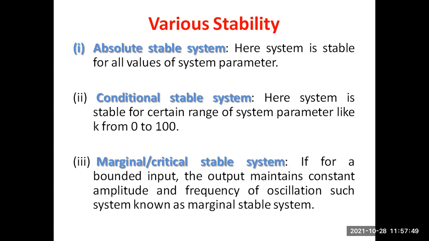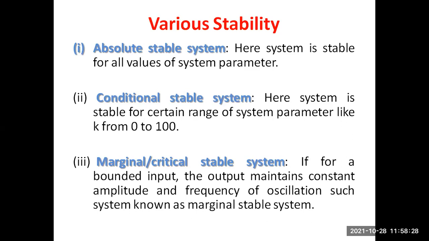Then second is the conditional stable system. Conditional means there is a certain range. In that particular range, the system is stable. Outside that range, the system is not stable. So it is a conditional stable system. Here the system is stable for a certain range of system parameter, like k equal to from 0 to 100. For example, let us say k is a constant, a gain constant. In that case, we will say the system is stable, but with some condition. That means it is stable within a certain range.